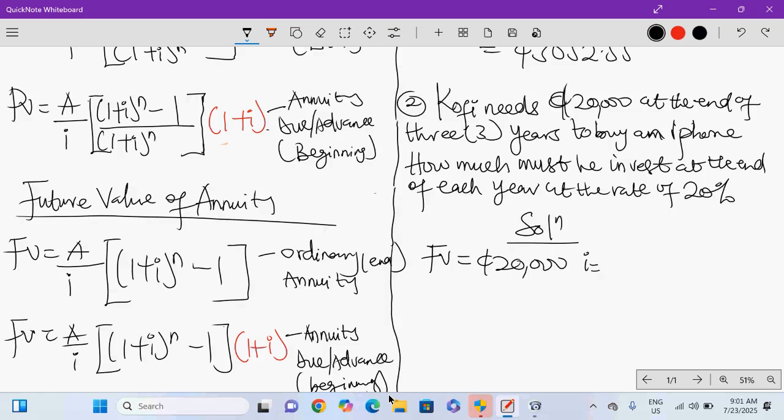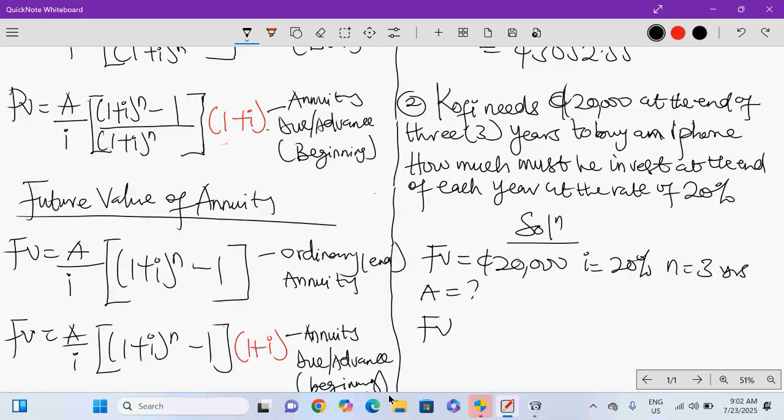Then the interest rate is 20%. The number of periods is 3 years, right? And then they're asking us how much must he invest at the end of each year? So they are asking for the equal amount. How much must he be putting in the fund every year? That is the equal amount.